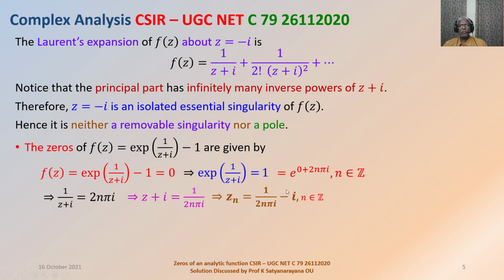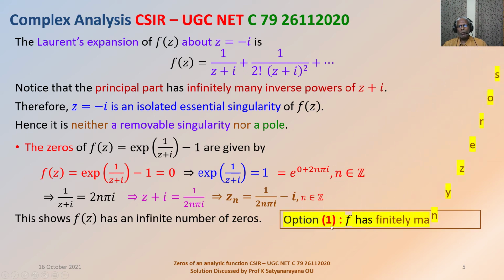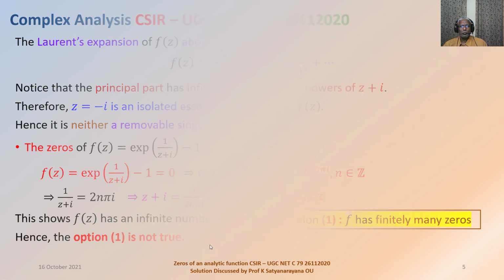We have a sequence of zeros. How many zeros are there? There are infinitely many zeros. This shows that f of z has an infinite number of zeros, and our option 1 says f has finitely many zeros. Therefore, option 1 is not true.